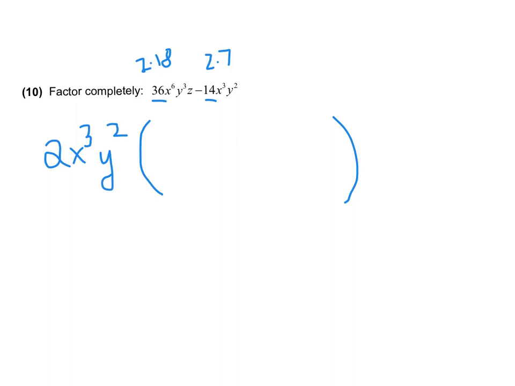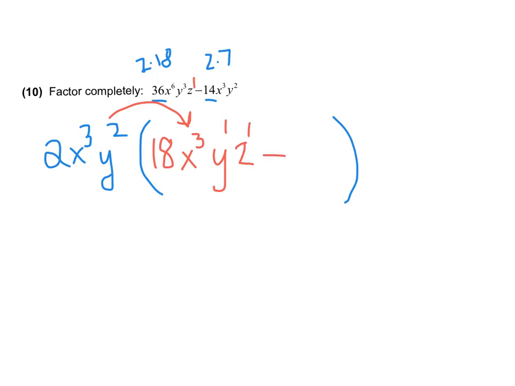squared. So now I'm asking myself the question of what times 2 will give us 36? That's an 18. I took out 3 x's. How many more x's do I need to get 6? I need 3 more. And I took out 2 y's. How many more do I need to get 3? I need 1 more. And I took out no z's, so I still need to have this 1z.